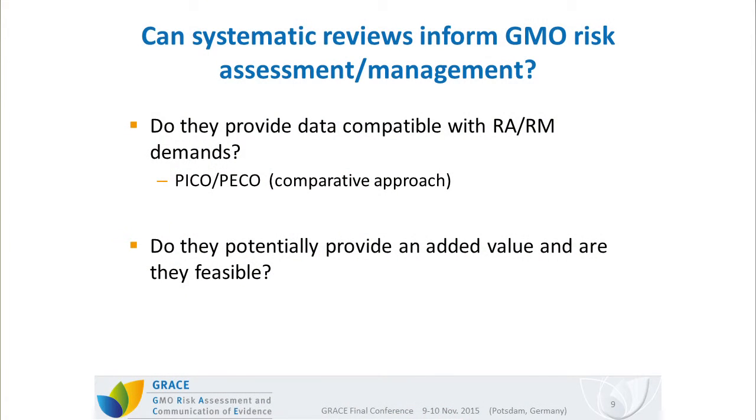Now coming to the second part, which deals with the question of whether these tools, systematic reviews or evidence maps, have the capacity to inform GMO risk assessment and management. In order to answer this question, two major issues have to be addressed. The first question that would need to be answered is: do they provide data compatible with risk assessment and risk management demands? I think this can be clearly answered with a yes, as we have this PICO structure, which is nicely in line with the comparative approach followed by each risk assessment and management.